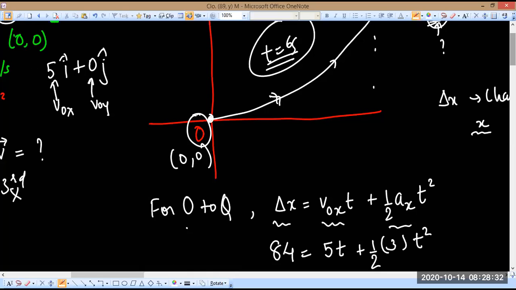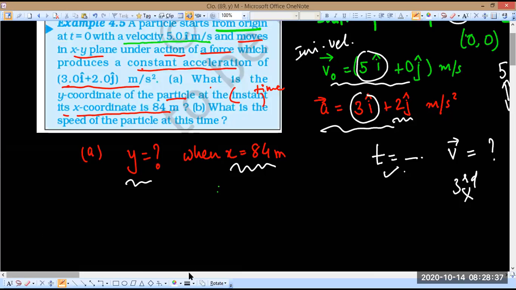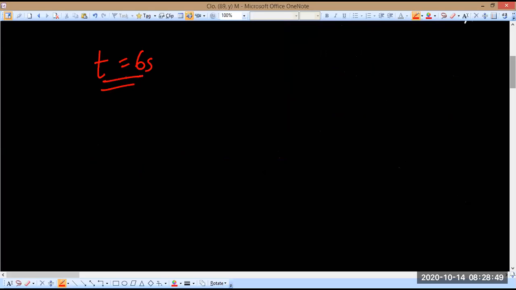I think there is a part B also. Let's do that. So what is the speed of particle at this time? So that's the question. That is when t is equal to 6 seconds, right? What is speed? Speed has this symbol. I'm sure all of you remember that. Okay, this is speed. V for speed, V vector for velocity.